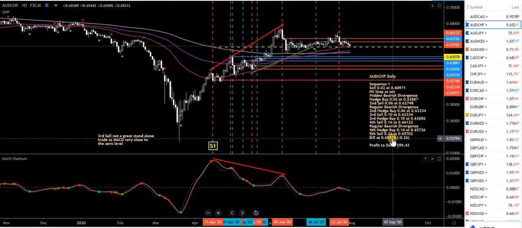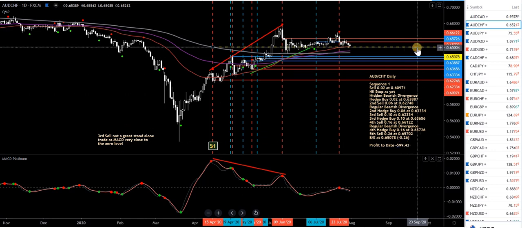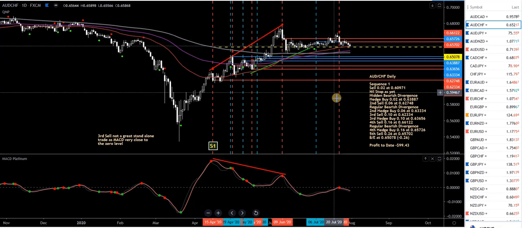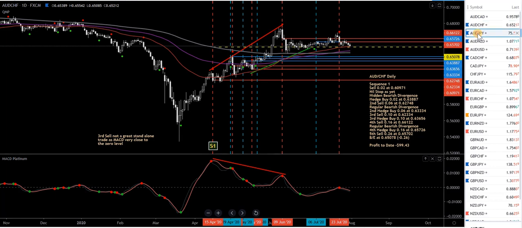Different position sizes, break even there, which is the yellow dashed line. So I haven't got far to get through. Just looking to break down through this break even, and I can clear all these trades and start afresh with a clean chart.